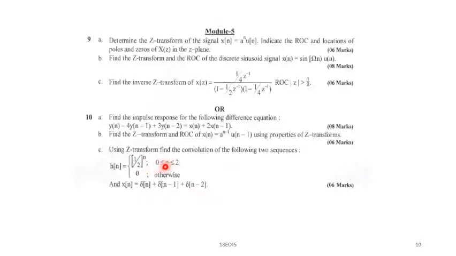N is from 0 to 2. So n is greater than or equal to 0 and less than or equal to 2, so 0 to 2. 0 otherwise. This is h of n.